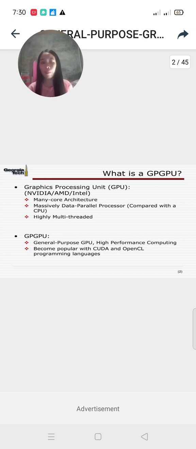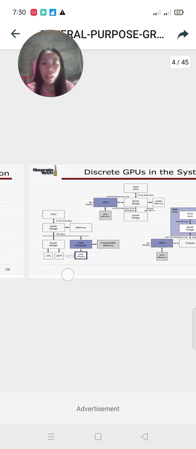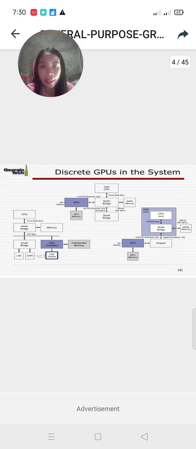Harnessing the power of GPUs for general purposes can be accomplished via parallel computing platforms, which allows software developers and engineers to access graphics cards and write programs that enable GPUs to manage any task that can be parallel. So next is the motivation about the GPGPU. Discrete GPUs in the system. So this is the system of GPU.